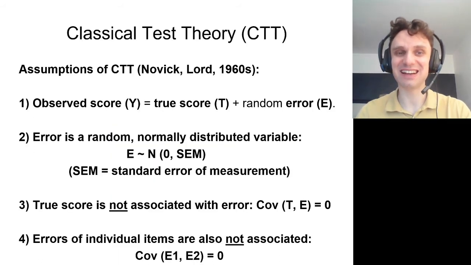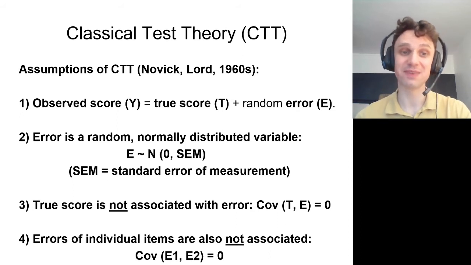Classical test theory makes some assumptions. Some assumptions that are not quite always tenable. In addition to the main equation that observed score is a sum of true score variance and random error, another assumption is error is completely random. On average, error is 0, and its standard deviation is called standard error of measurement. And we will come to the standard error of measurement very soon. But the assumption is that error is normally distributed, which might not always be the case.